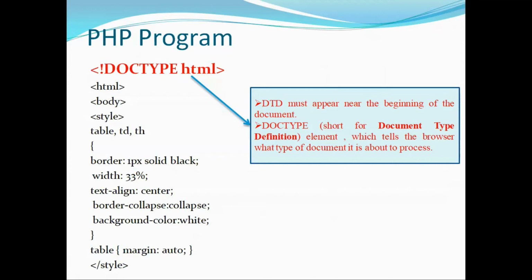So first we are writing the first line, that is doctype HTML. Here we already know that every HTML document should start with this syntax, that is an exclamation mark, doctype, followed by HTML. This is a DTD, that is a document type definition, and it must appear near the beginning of the document, which tells the browser what type of document it is about to process. That is, whatever we write later is of the type HTML.